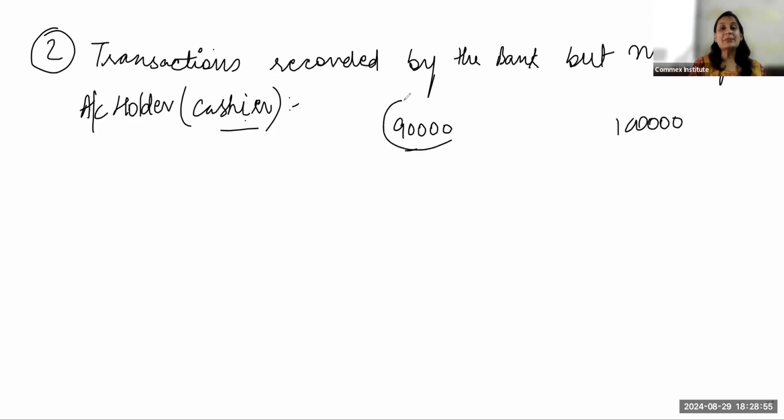Why? Because my banker made the payment directly. So he knew that this payment has been made, and he will decrease my bank balance immediately. He will debit my account, but my cashier didn't know about this payment, so he has not credited my account. So my cash book is showing a 1 lakh balance, and my passbook is showing a 90,000 balance on, say, 1st September.